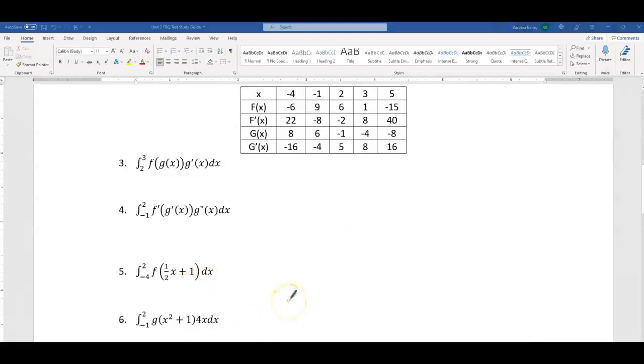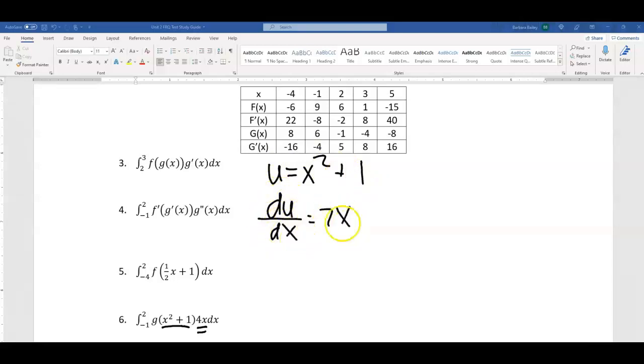So once again, as you guys can see, I've got an inside function. And if you take the derivative, you get 2x, which will cancel the x out here because the derivative's out there, right? So we can go ahead and do u sub again. My u in this case is going to be x squared plus 1. The derivative with respect to x is 2x. And getting that dx by itself will give me this.